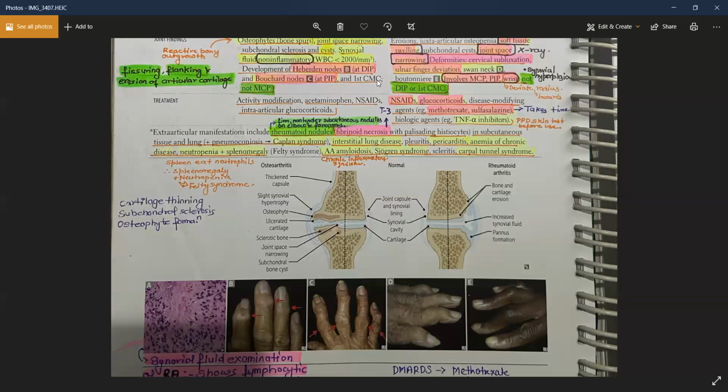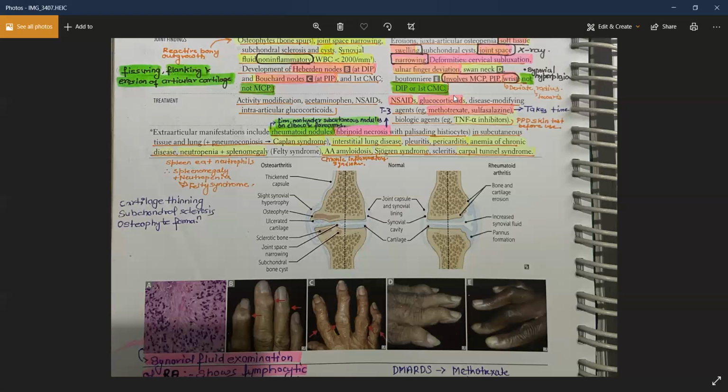The first metacarpophalangeal joint is involved in osteoarthritis, but it is not involved in rheumatoid arthritis. So you can say rheumatoid arthritis is more of a proximal condition, while osteoarthritis is more of a distal condition involving the DIP.